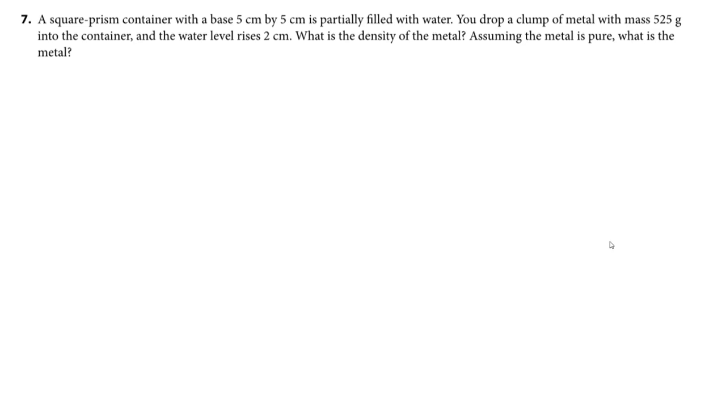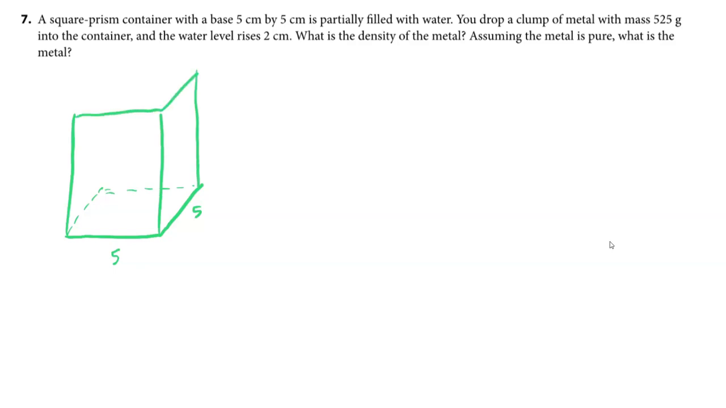Okay, number 7. A square prism container with a base 5 by 5. This time I'm going to do the dashes correct. So dash, dash, dash, dash, dash, dash, dash, dash, dash. Ooh, that was pretty crooked though. 5 by 5. Is partially filled with water, okay? So up here, we got some amount of water. Let's do it's like right here. All right, so it's got a bunch of water in it. Oh, good golly, look at all that water. Okay, dashes. Oh, not dash at the top.